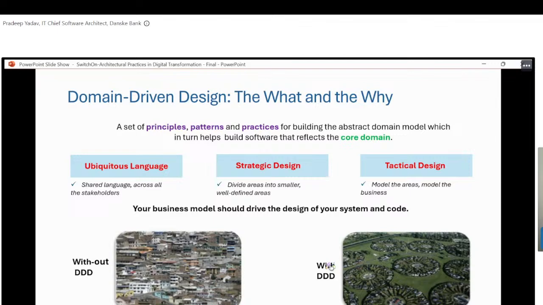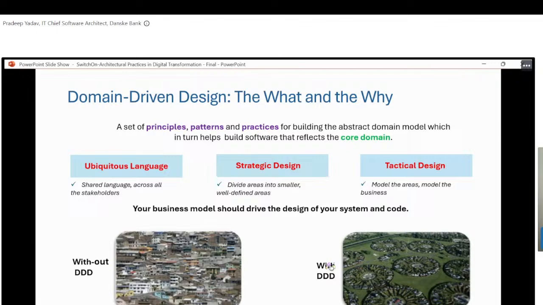Why it is important: by visualizing these two pictures, you will be able to understand. Without DDD, it's an unplanned city, which is really difficult to maintain and scale, and slowly it becomes a big ball of mud. With DDD, you have a planned city, a loosely coupled system, where you can easily scale and maintain, and also adapt to new business changes.